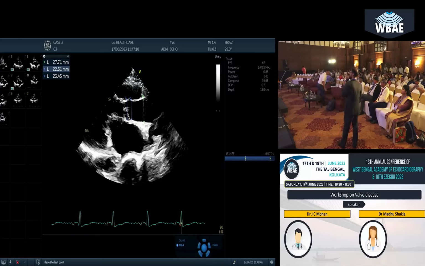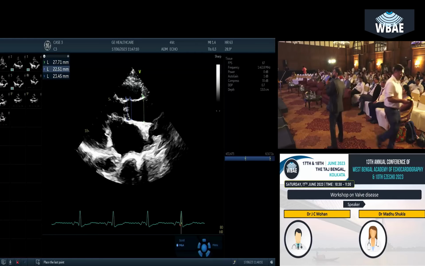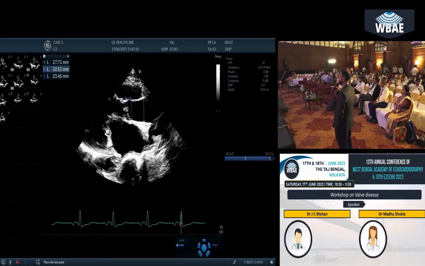The LVOT or the aortic annulus is in mid-systole, right? I think we can move ahead. The left atrium, doctor, we have seen in the previous patient. So let's go to the four chamber view directly. We will measure the LA also.